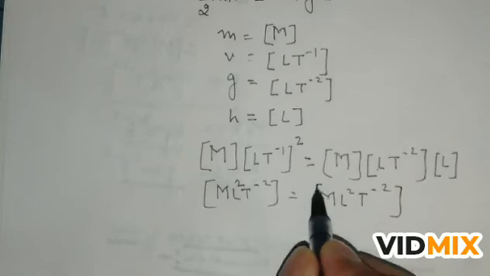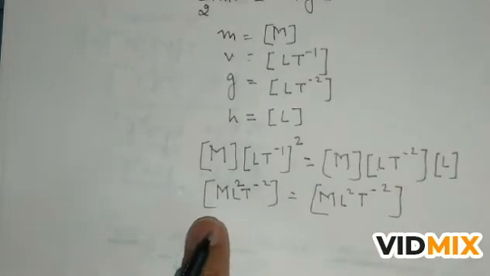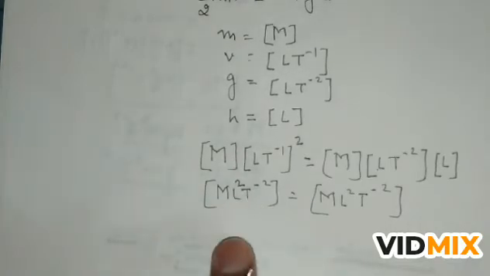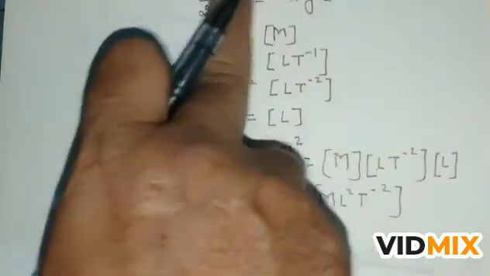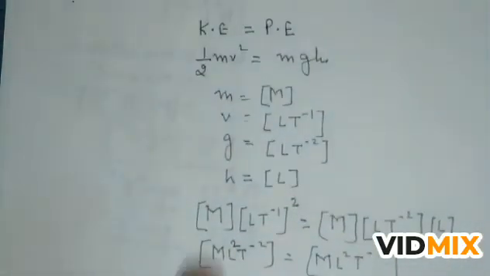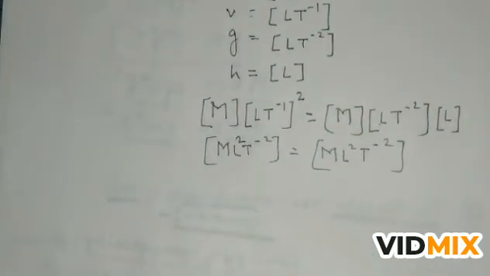If you see, the dimension of mgh is m L square t to the power minus 2, and the dimension of kinetic energy is m L square t to the power minus 2. Now the dimensions on both sides are equal, so according to the principle of homogeneity the given equation is correct. In this way you can check any given equation on your own. How to find the correctness?